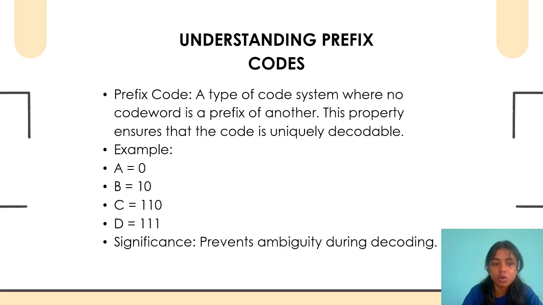Prefix code means no code word is a prefix of another. For example, with these assignments, A is 0, B is 10, C is 110, and D is 1111. You can see no code is a prefix of another. This is what makes decoding unambiguous and fast. This property is crucial for Huffman coding to work properly.